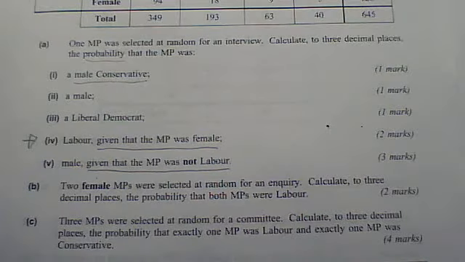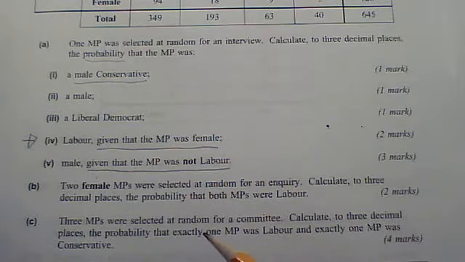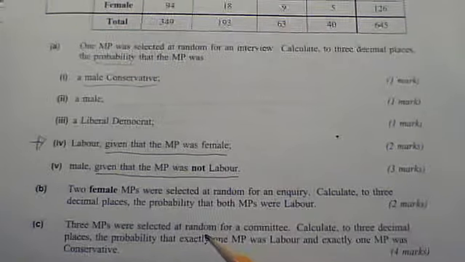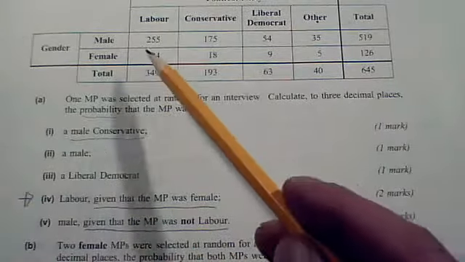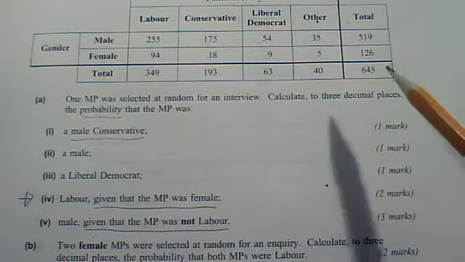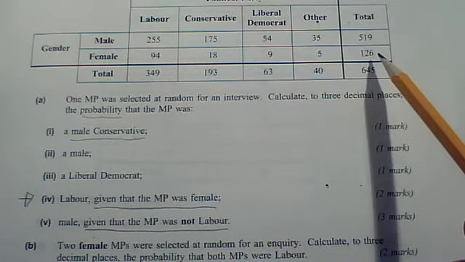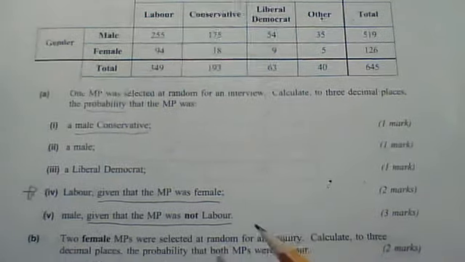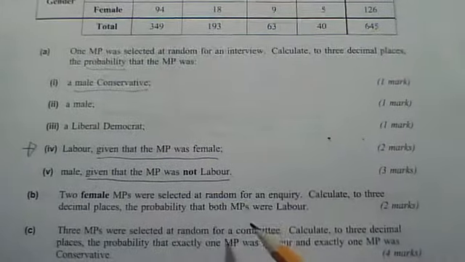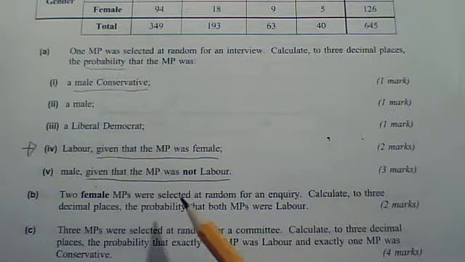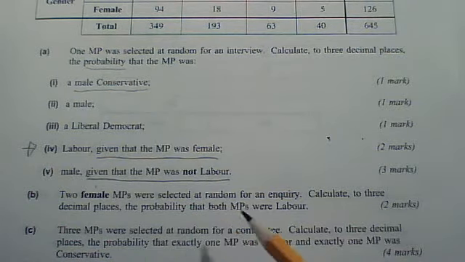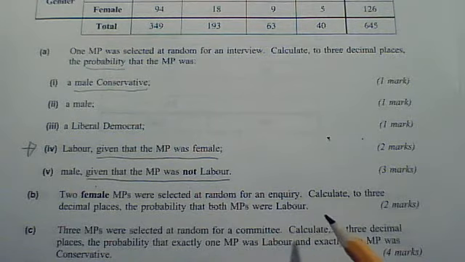But then we're picking a second female MP, and the first one is used up. So we need to adjust the numbers in the table. This is sampling without replacement. So if we've selected a Labour female already, we'll have 1 fewer Labour MPs, female MPs, and 1 fewer female in total. So the second probability, the probability of the second one being Labour, will be slightly different from the first one. And then we want both of those MPs to be female, so you need to multiply the 2 probabilities.